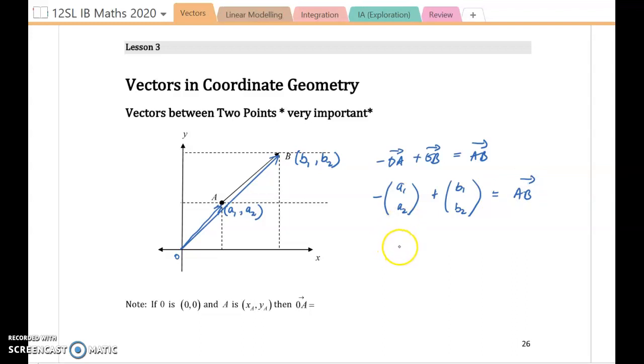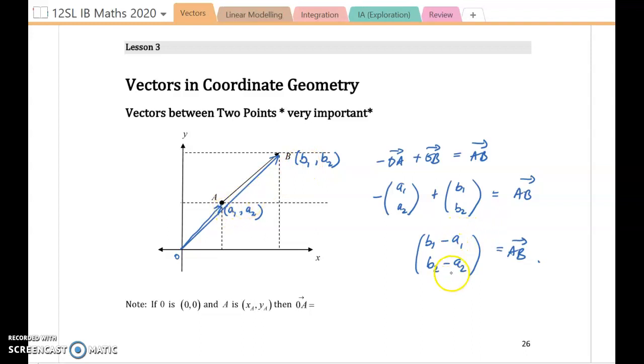Now that will equal, adding these vectors together, negative A1 plus B1, but instead of writing that, I would write B1 minus A1, B2 minus A2, so that we have the positives first. That means to get just vector AB, you don't always have to break it up into the vector OA and OB. You could just take the second letter's coordinate minus the first letter's coordinate.